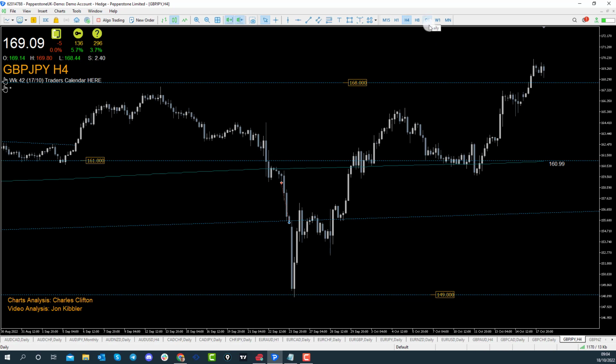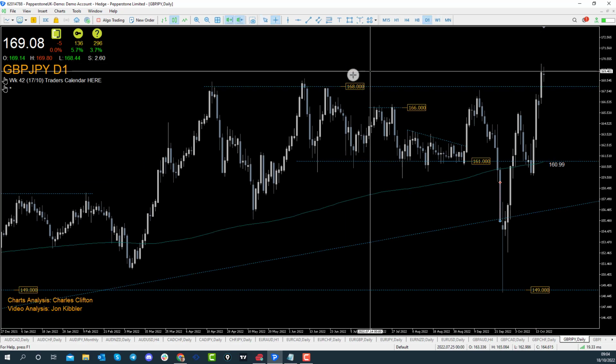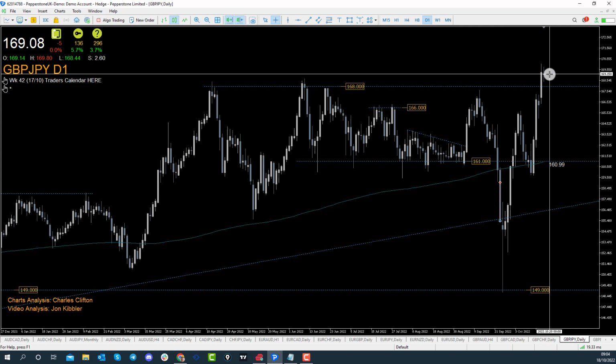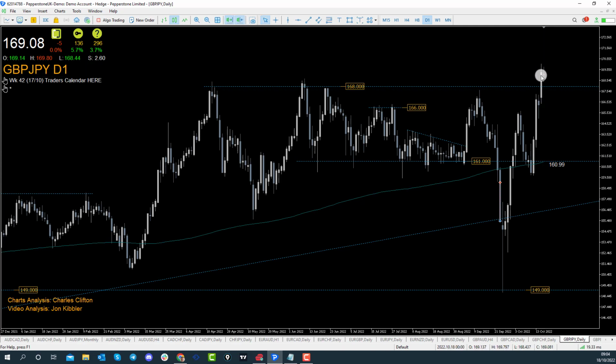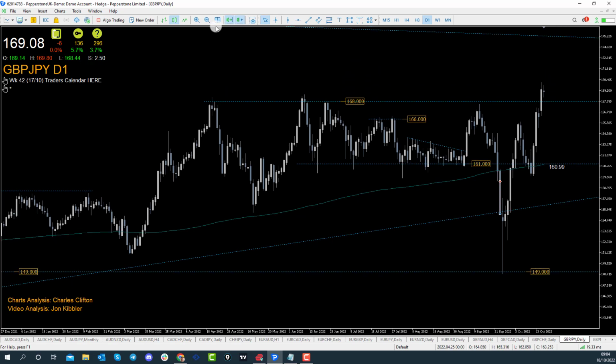We've been talking about pound yen for some time, pretty much ever since we came into the 160 handle. Prices rallied to the upside. We've broken through the 168 handle. If we go to the daily chart, you can clearly see it has broken 168 and closed outside of the 168 handle now. So that's a very strong suggestion that we could see further upside to pound yen.